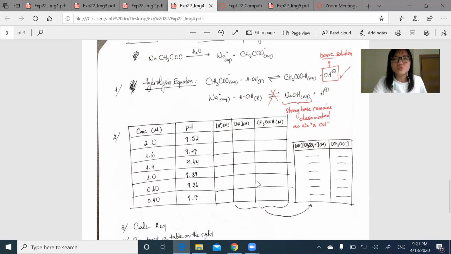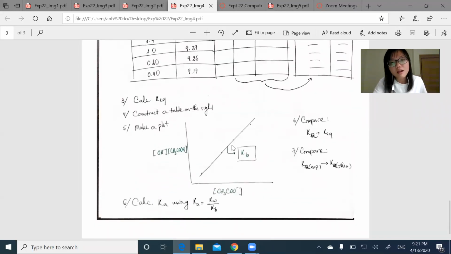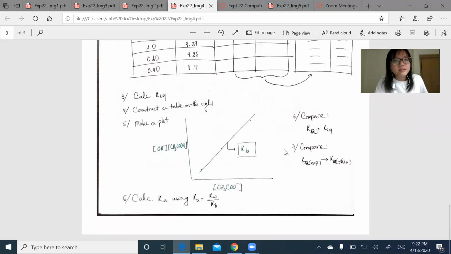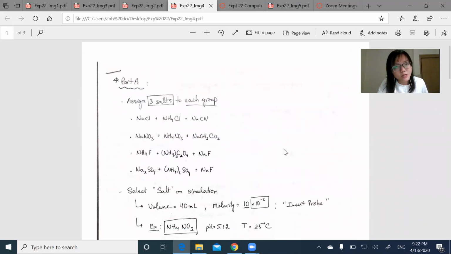So form them into two columns and then make a plot to find your Kb. Because this time it's a basic salt, the slope you'll be getting would be Kb. So find Kb, calculate Keq. And then you will be comparing Keq to Ka. In order to find Ka, that would just be Kw divided by Kb. Then you would do the same thing again, compare Ka to Keq, and then the experimental Ka to the theoretical Ka. So that is it for the simulation, 3 parts.